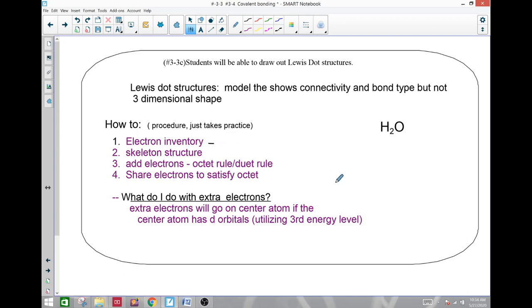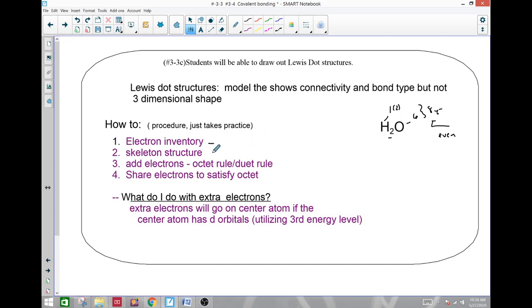First of all, inventory. What we do here is get our number of valence electrons. Hydrogen only has 1 valence electron, but there are 2 of them. Oxygen gives you 6, for a total of 8 electrons. This number almost always needs to be even. Okay, almost always.